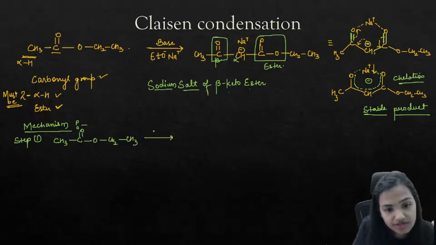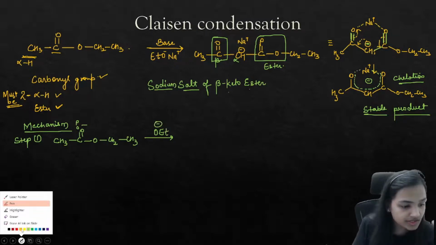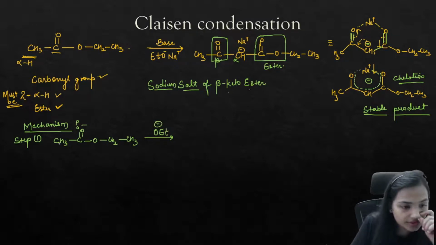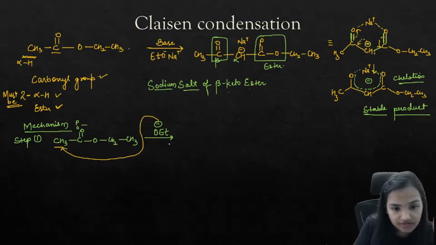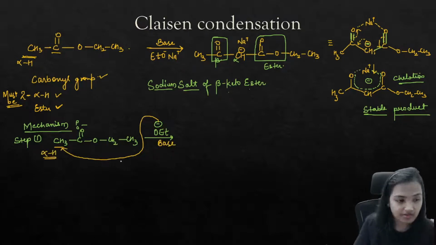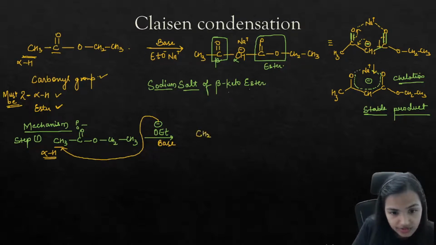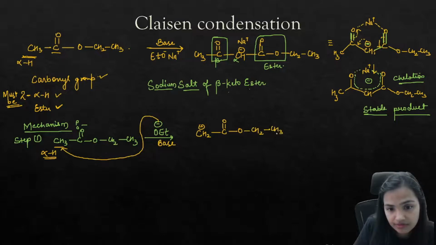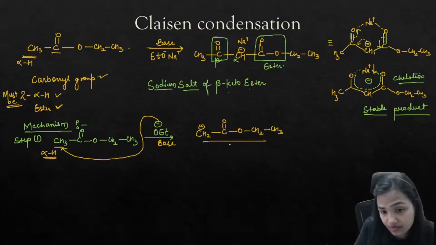you have the presence of a base which is OEt negative. So what this OEt negative will do is try to pull the acidic hydrogen. So here we have the acidic hydrogen. Of course, it will act as a base if there is a presence of alpha hydrogen. If you have the alpha hydrogen, it will be more reactive as a base, not as a nucleophile. It will abstract the acidic hydrogen. You will be getting this, and this is a better nucleophile.